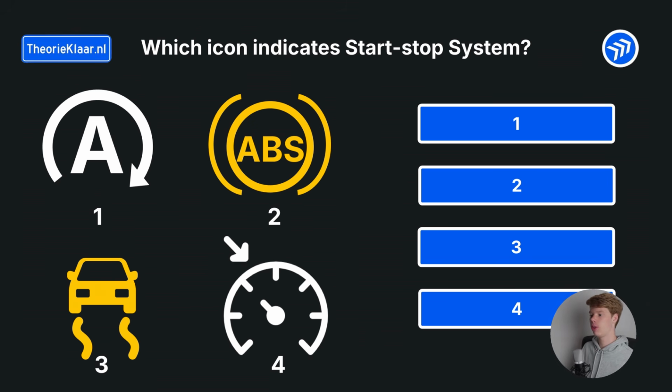And which icon indicates a start-stopping system? Icon 1, 2, 3 or 4? 1 indicates the start-stop system. 2 is ABS, 3 is a risk of skidding, and 4 is cruise control.